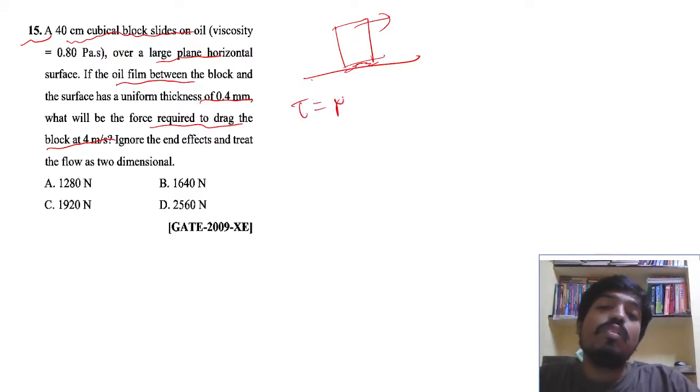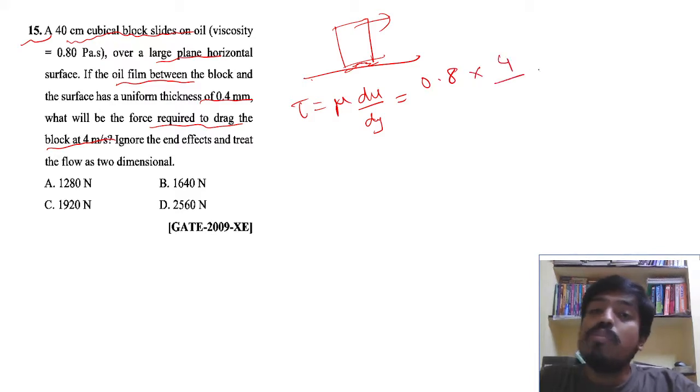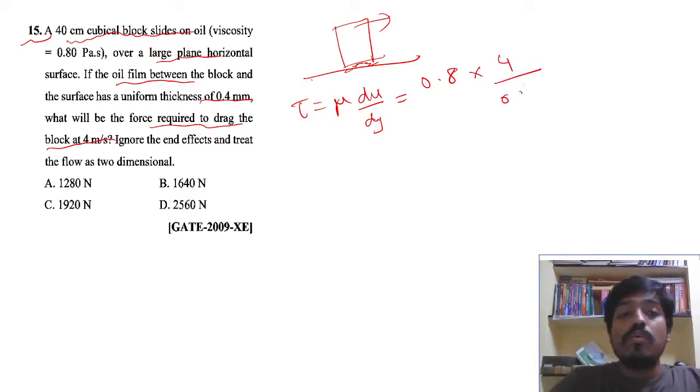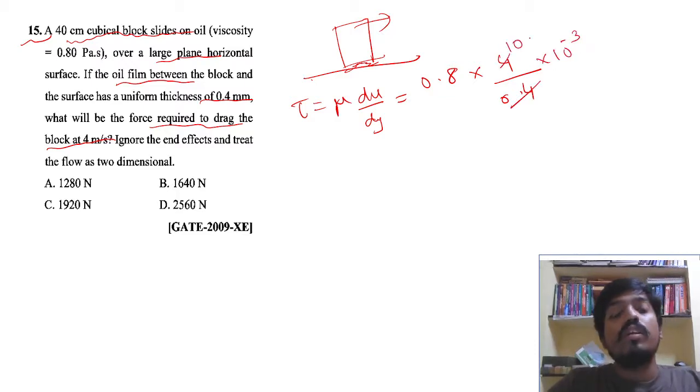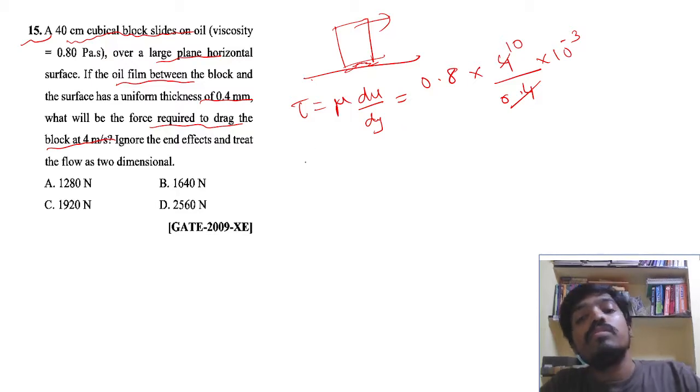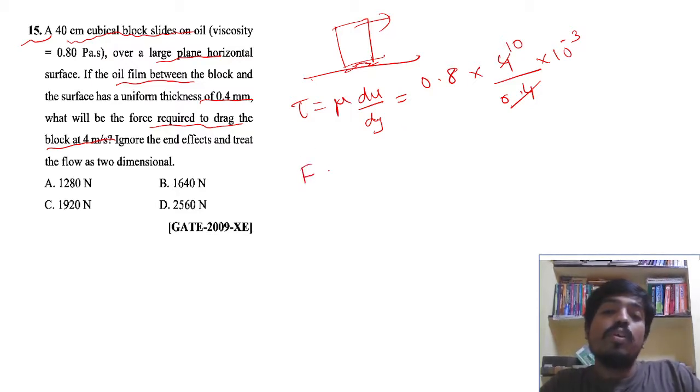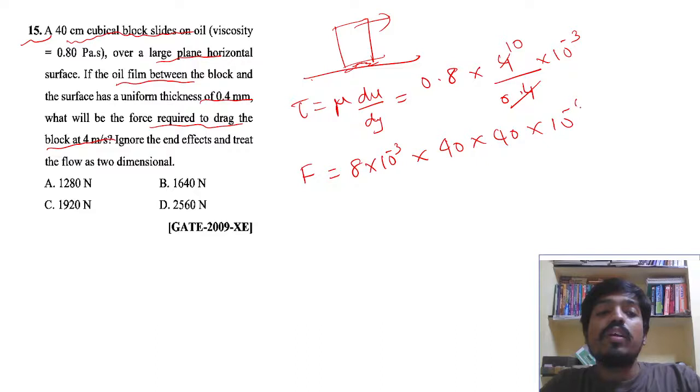Okay, tau is equal to mu du by dy. What is the mu value? 0.8. What is the velocity, man? 4 divided by what is the thickness of oil? 0.4 into 10 to the power of minus 3. So this is F by area, no? F is equal to 0.8, or I can write 8 into 10 to the power of minus 3 into what is the area? 40 into 40 into 10 to the power of minus 4.